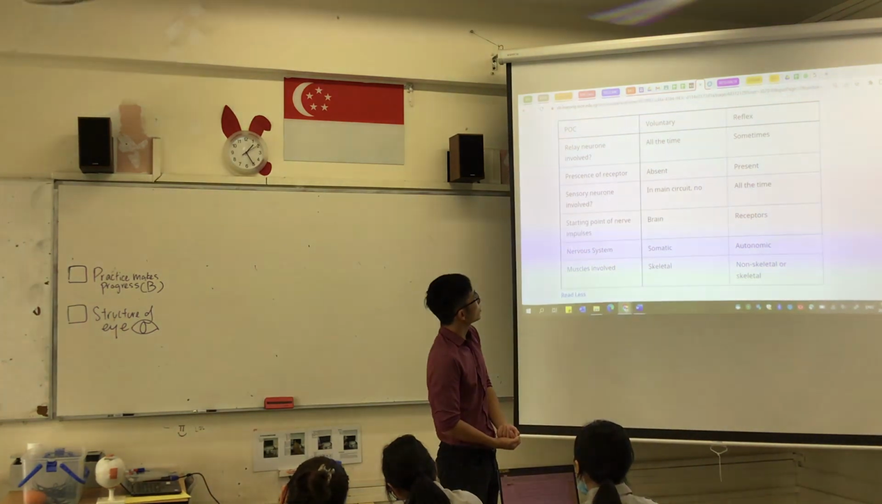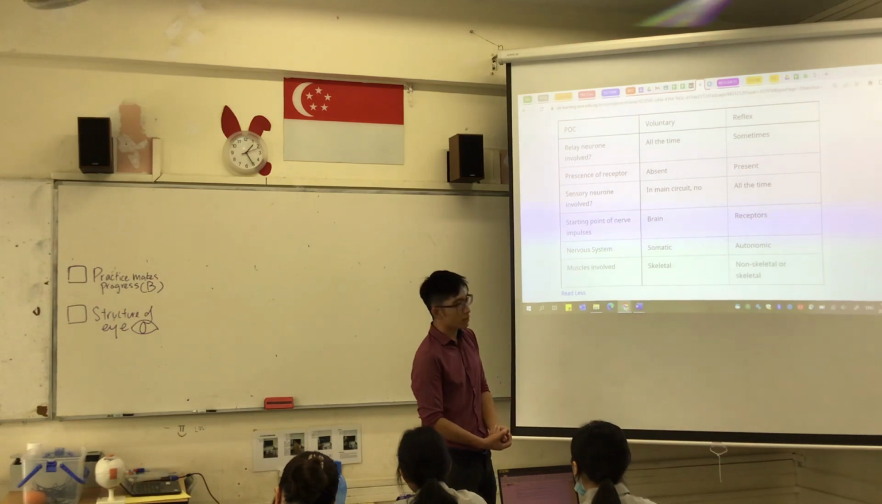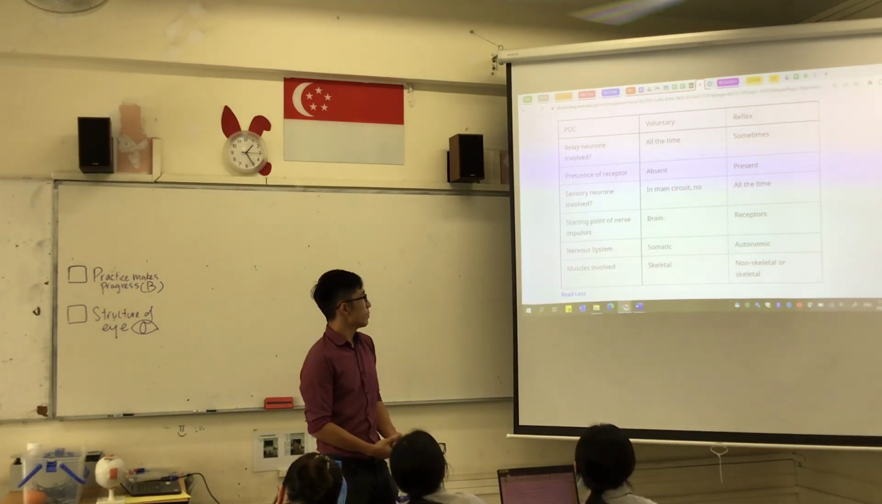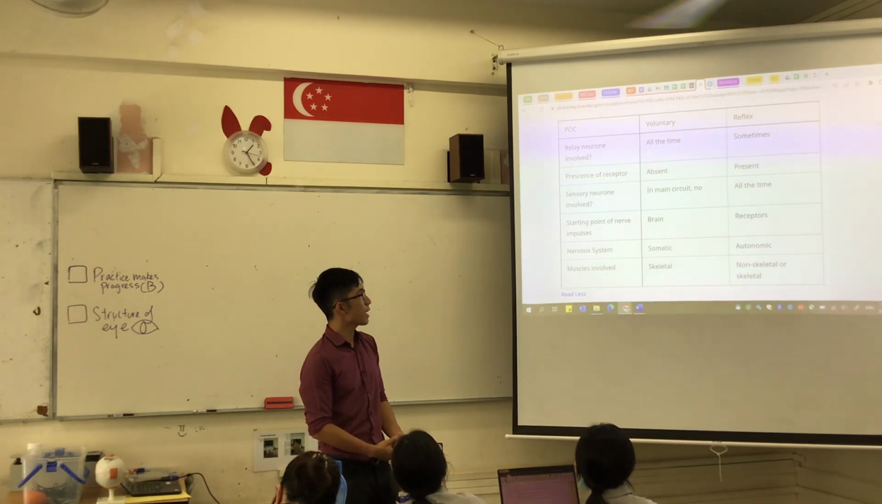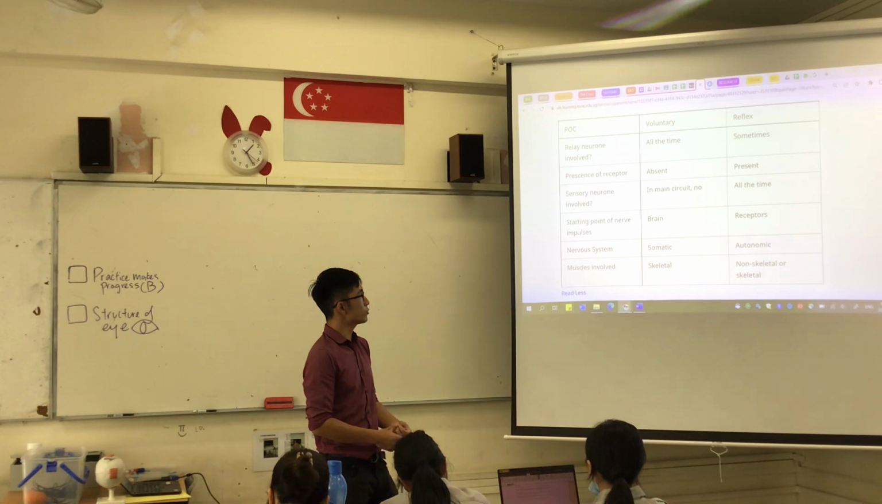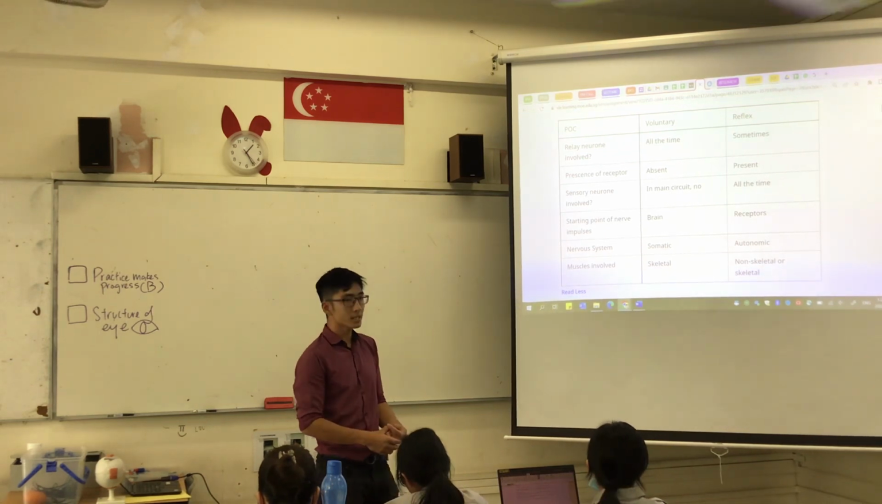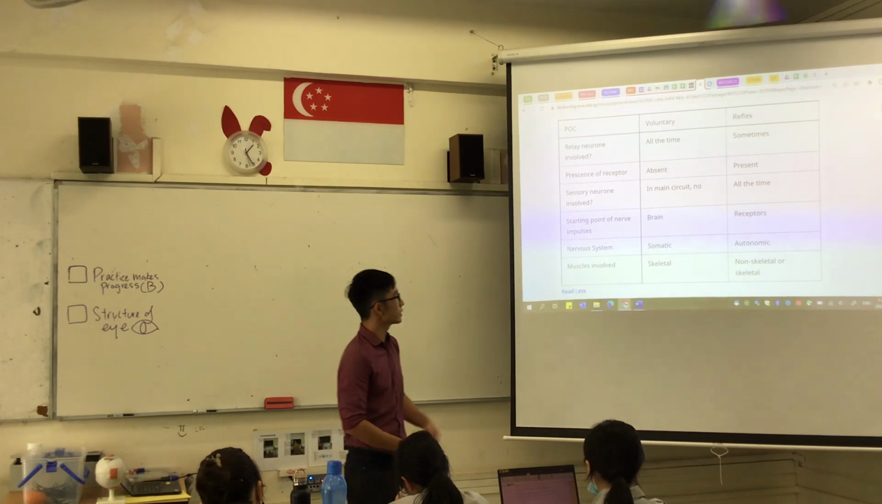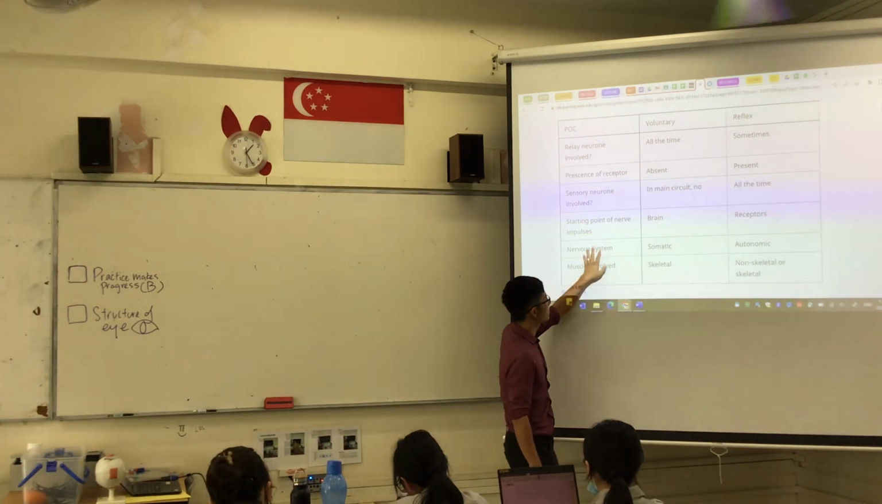Okay, voluntary. Relay neuron, do we require it? I would say most of the time require. Reflex sometimes. Presence of receptor: okay, may or may not. Reflex present. Sensory neuron involved: in the main circuit, perhaps not. Reflex all the time. Starting point: the brain, receptors, nervous system.